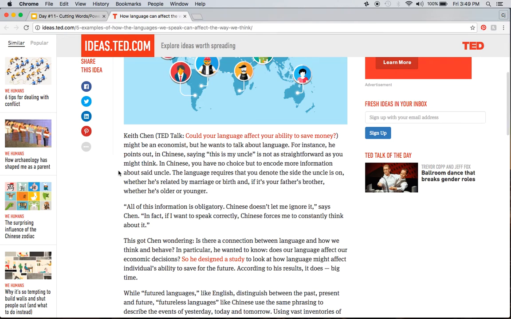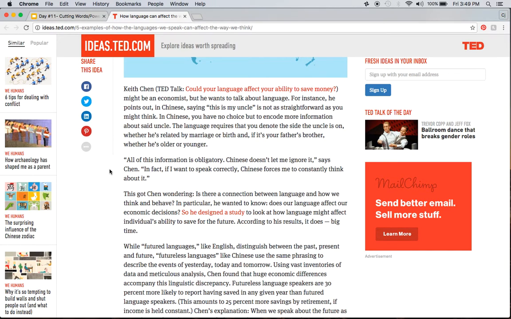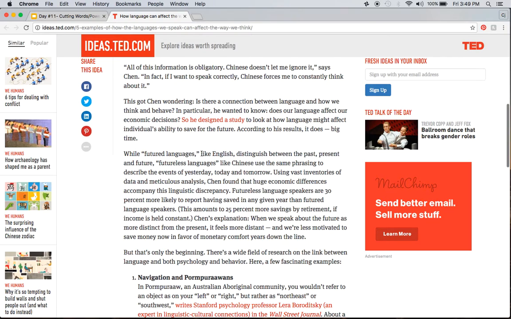You're going to read this article yourself in a sec. I'm just giving you some background on it. He did a study on it. What he found, and if we go down here, it talks about future languages. He found that in languages that talk about the future, past, present, like English, we distinguish really clearly between what's happening in the past, the present, and the future, versus futureless languages like Chinese, where it's a little more vague, the time frame of things. He found that people who use futureless languages actually save 25% more money by retirement, which is huge, right? Let's say you save $1 million by retirement. 25% of that is $250,000 more just because of the language you speak.